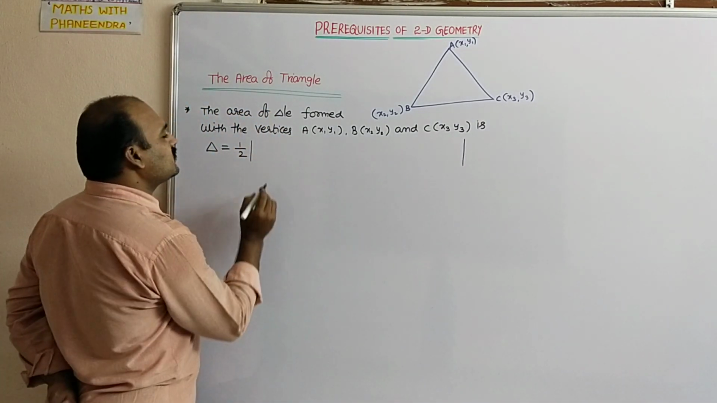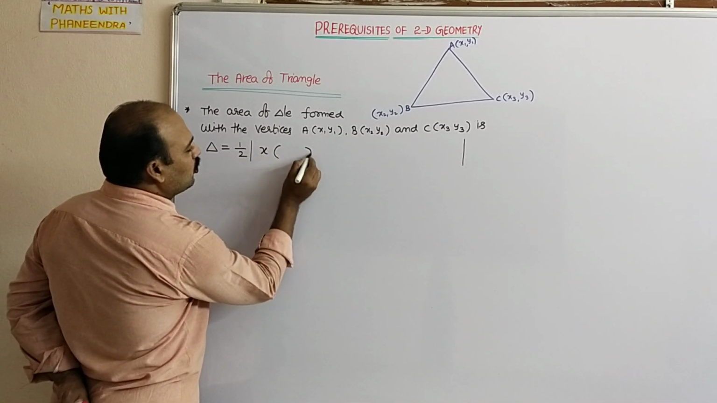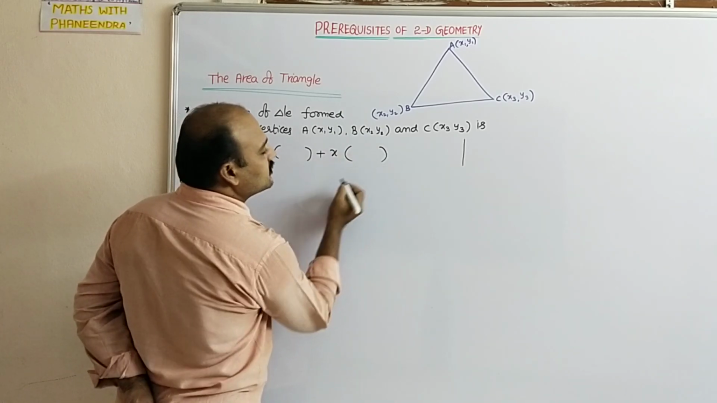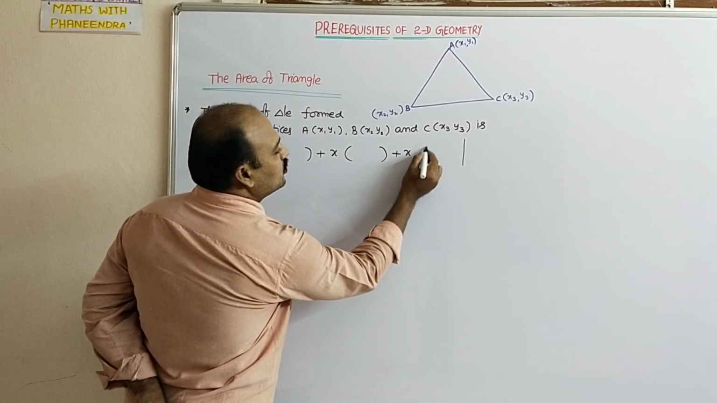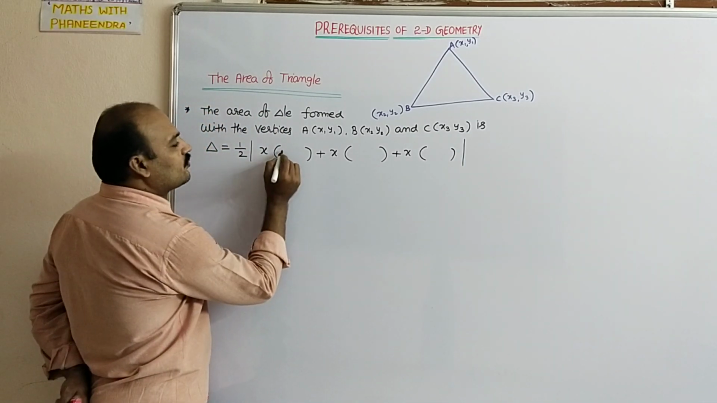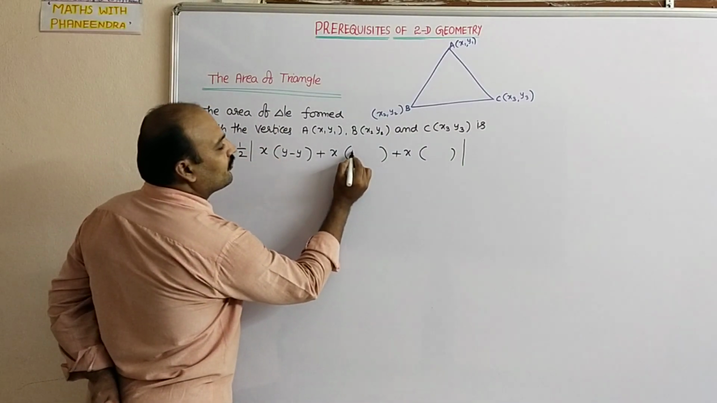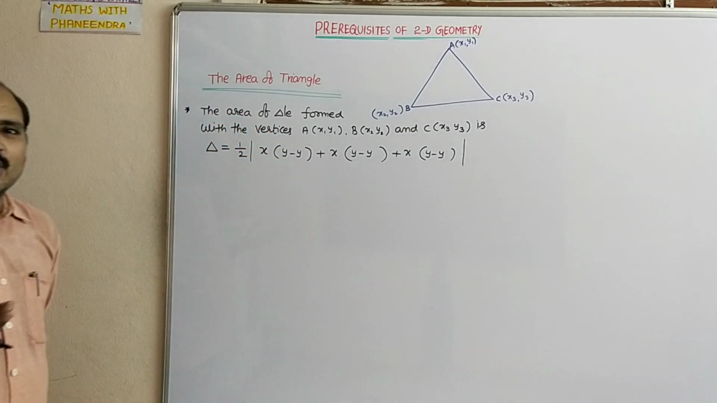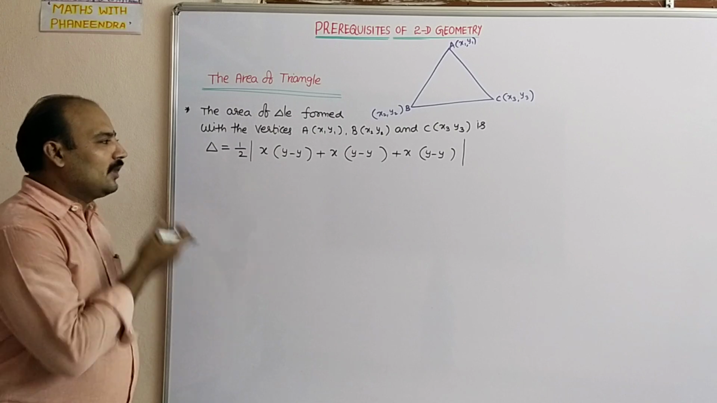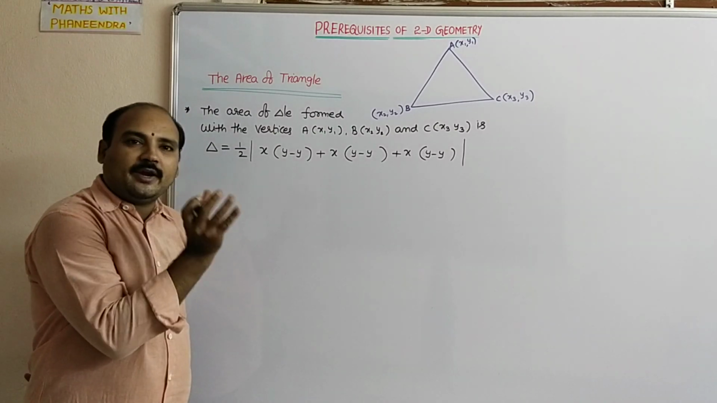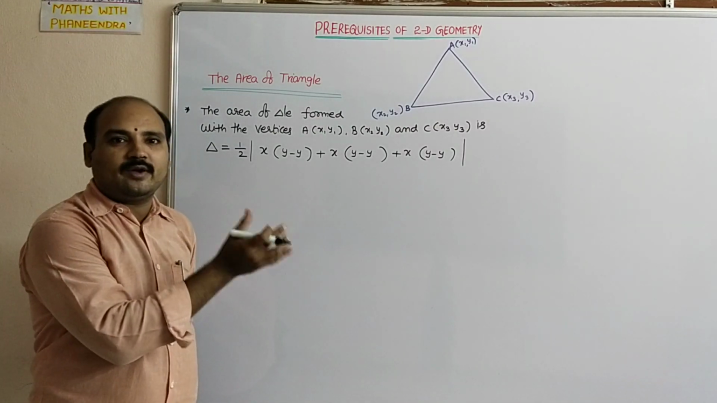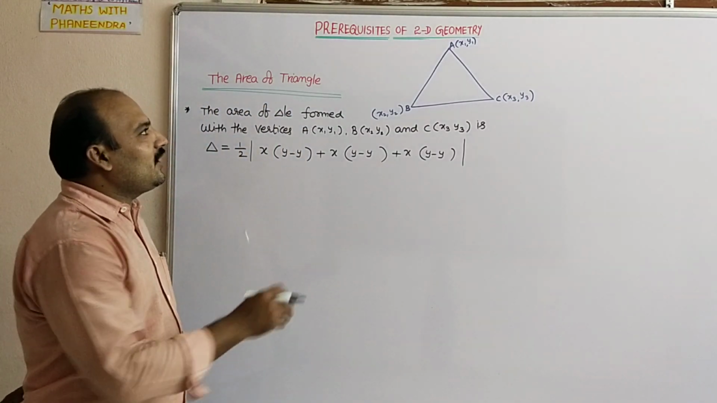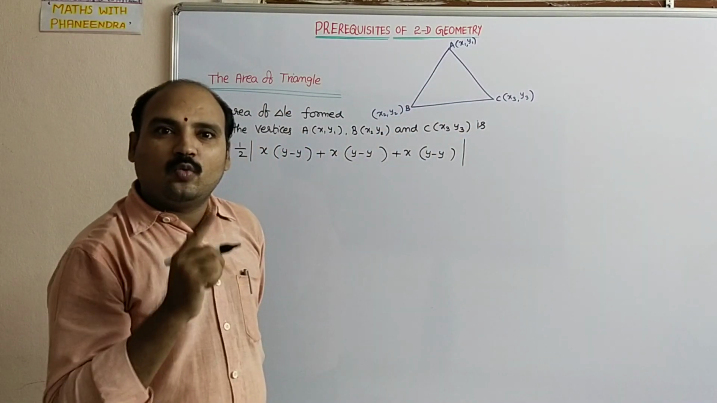First what we have to do is x into bracket, plus x into bracket, plus x into bracket. In all the brackets, y minus y you have to write. Don't think that y minus y is 0. Half into x1 (y2 minus y3) plus x2 (y3 minus y1) plus x3 (y1 minus y2). We know that 3 vertices are there: 1, 2, 3.